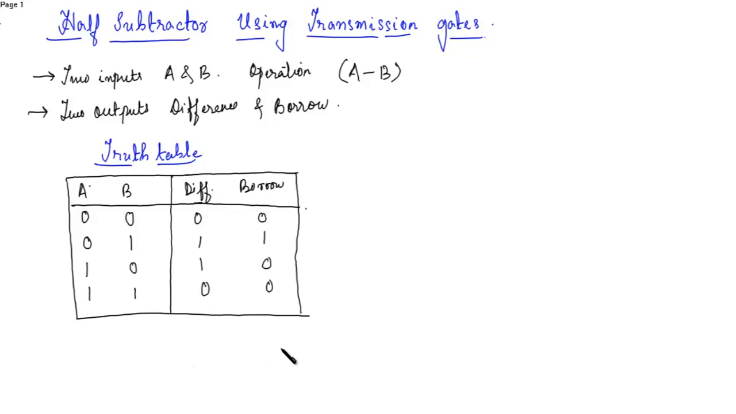When 1, 1, the difference is 0, borrow is also 0. So if you try to express this difference and borrow, after you draw the K-map, difference is A XOR B, or A bar B plus A B bar, and the borrow is equal to A bar B.